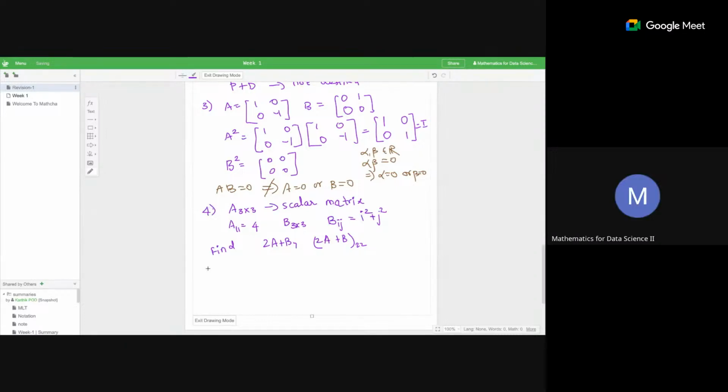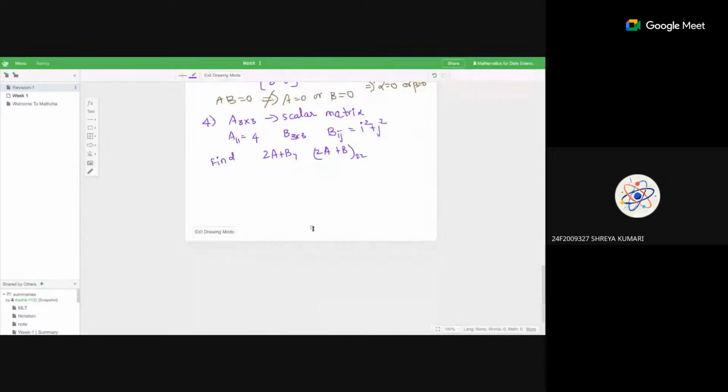I'm going to give another exercise also. So what is that 2A plus B? Do we need to find here the matrix A and B? Yes, find it.